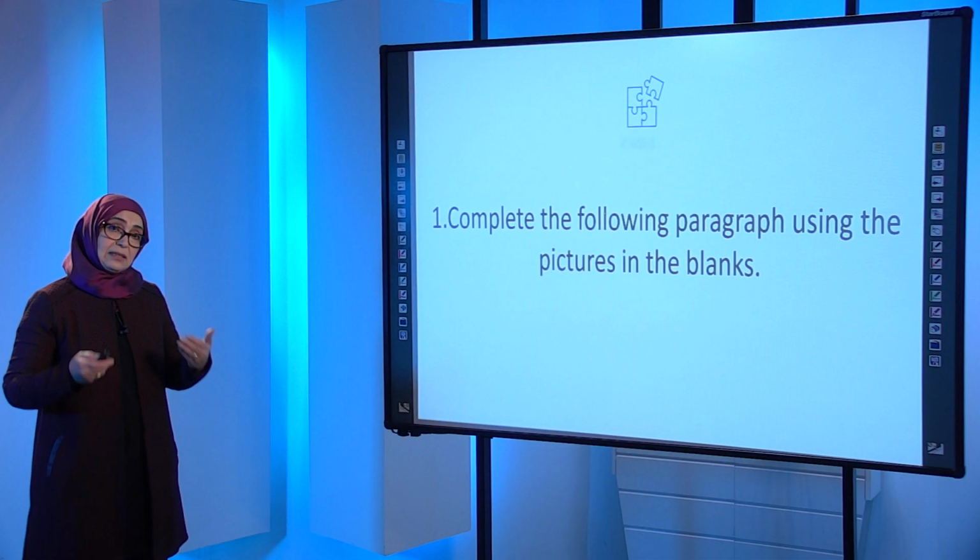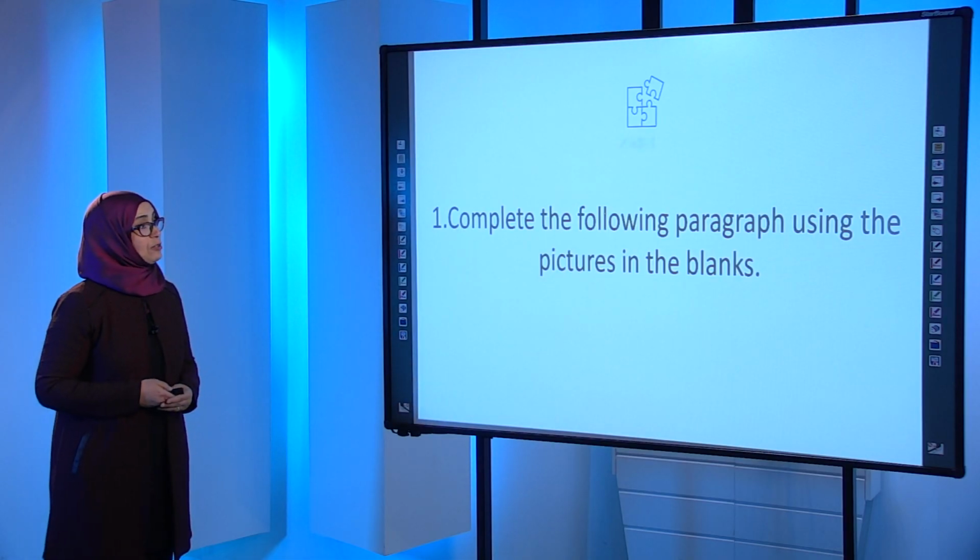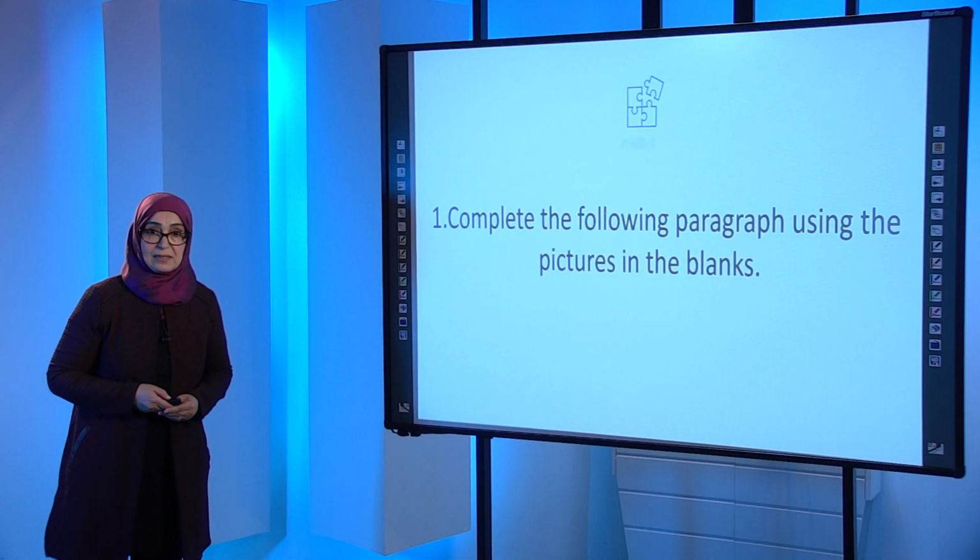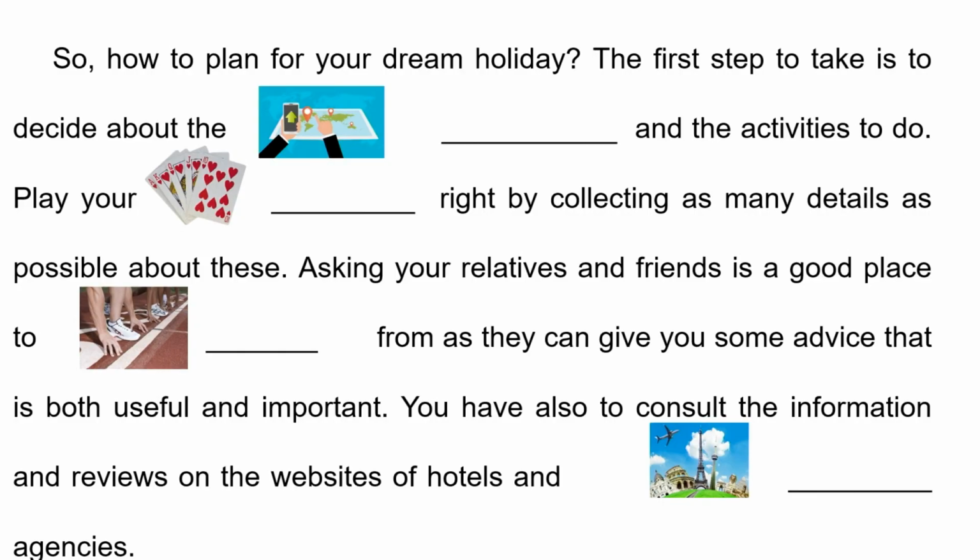Now, let's together complete the following paragraph using the pictures in the blanks. Here you are. So, how to plan for your dream holiday? The first step to take is to decide about the, you can guess the word from the picture, the destination. Decide about the destination and the activities to do. Play your, what's this picture? Cards, yes, that's right. Play your cards right by collecting as many details as possible about these.